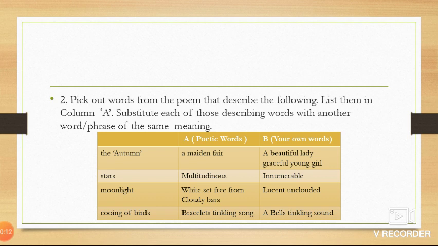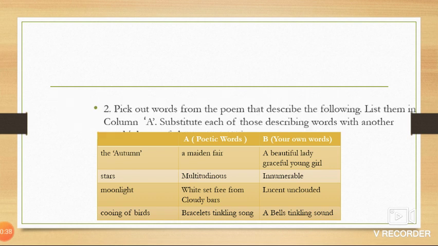The autumn: poetic words, a maiden fair; my words, a beautiful lady, graceful young girl. Stars: poetic words, multitudinous; my words, innumerable. Moonlight: poetic words, white sets free from cloudy boughs; my words, lucent, unclouded. Cooing of birds: poetic words, bracelet's tinkling song; my words, a bell's tinkling sound.